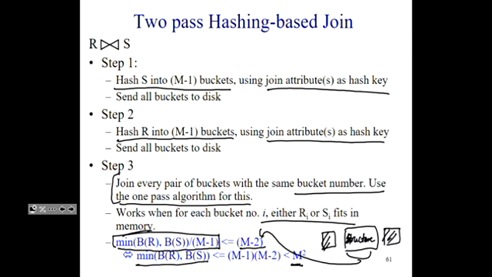Okay, so this was a two-pass hashing-based join. The cost of this is 3 times b of r plus b of s. Why is that? Well, you're reading in the relation once, you're hashing it and writing it out, and then you're reading it in again. So it's 3 times b of r plus b of s.